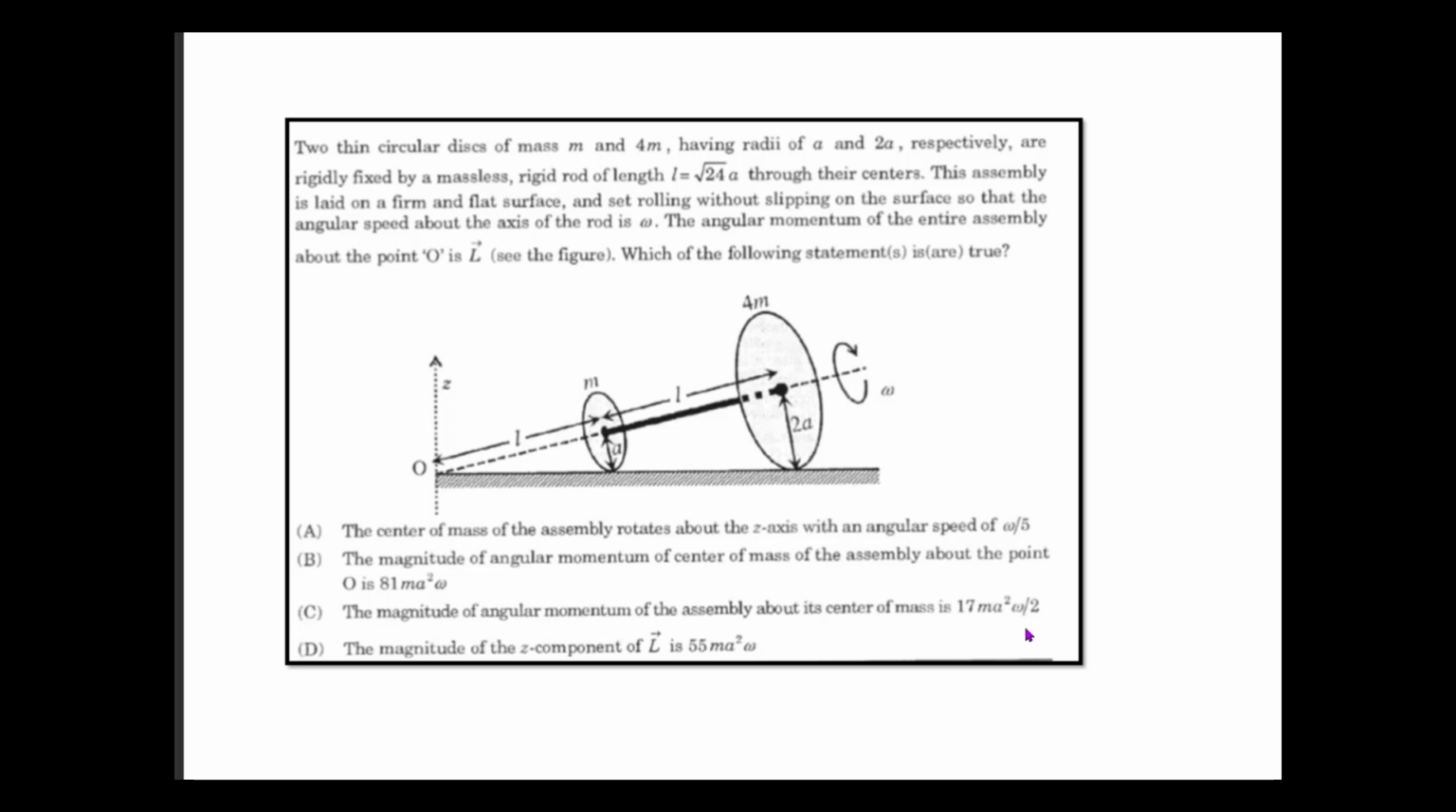We found in the earlier second video that the center of mass lies somewhere on this rod, where the distance between the first disk center and the center of mass is 4L by 5. So the total distance from O to the center of mass is 9L by 5, which we have already proved. Now we will start solving the third point, C.